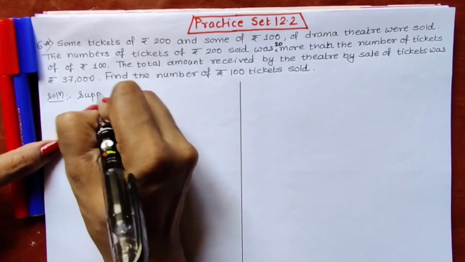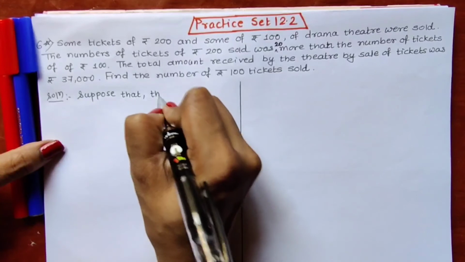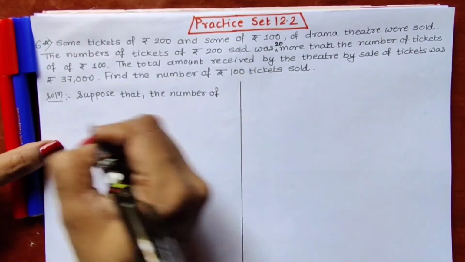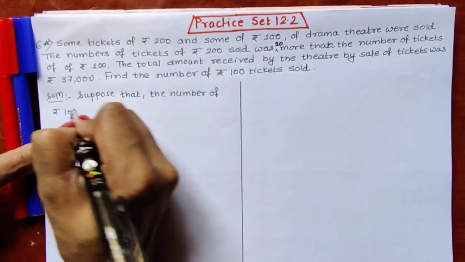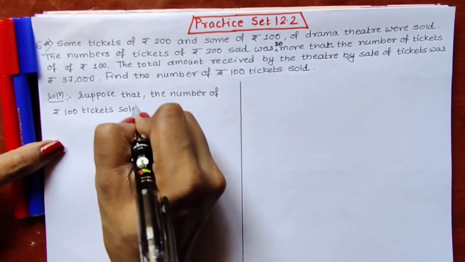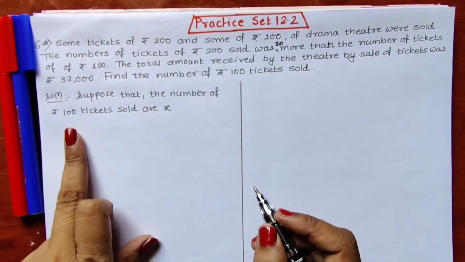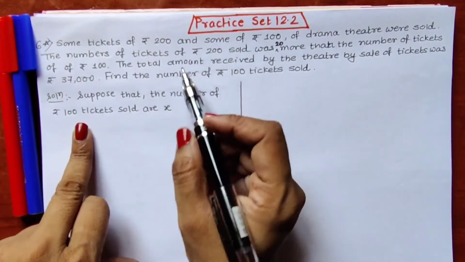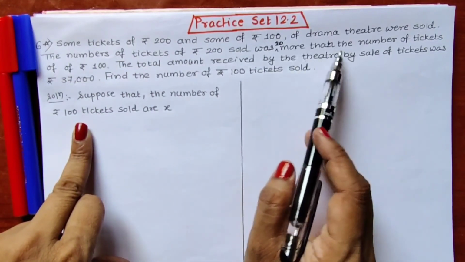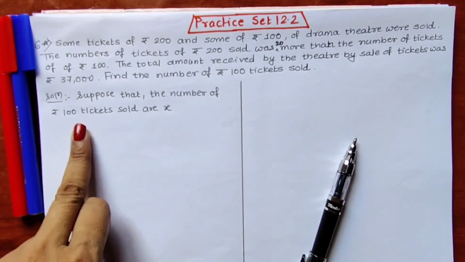Suppose that the number of rupees 100 tickets sold are X. So there are X tickets sold of rupees 100. Now from the question, what is there? The number of tickets of rupees 200 sold was 20 more than the number of tickets of rupees 100. So this we can write here.